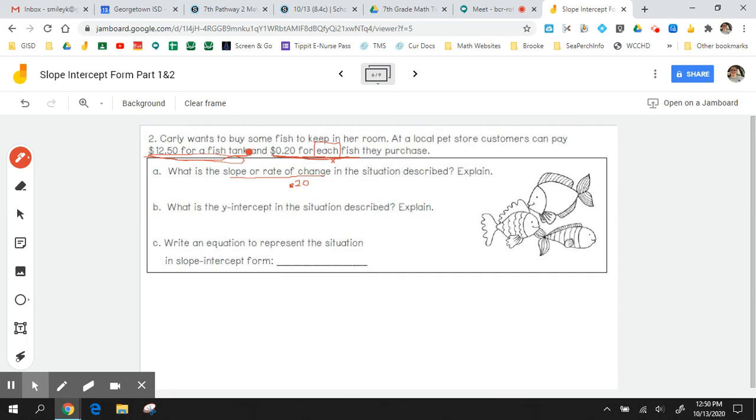And the y-intercept, this is that one-time fish tank fee, because you have to have a tank for your fish, so you're going to have to pay that $12.50. And if we write it in our equation, we just bring it all together. Y equals 0.20x. Each fish is your x plus your $12.50 fish tank. And my decimal didn't show up. Let me, $12.50. Okay.